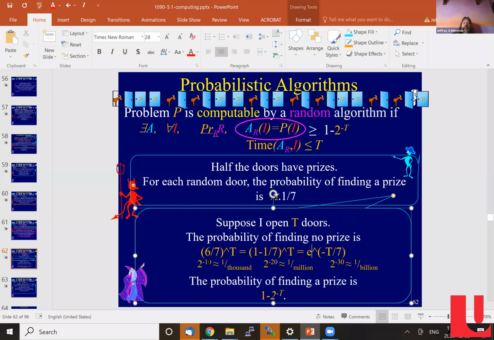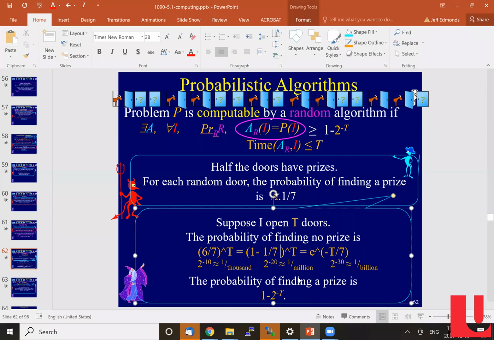Everybody good with that? Sorry, Jeff, could you explain the middle part again? I didn't quite understand. This part? Well, I'm just saying 6 over 7 is 1 minus the 7th. Oh, okay, wait, sorry. I misread that. I thought it was like 1 minus 1 over 7. Oh yeah, no. I typed that right.